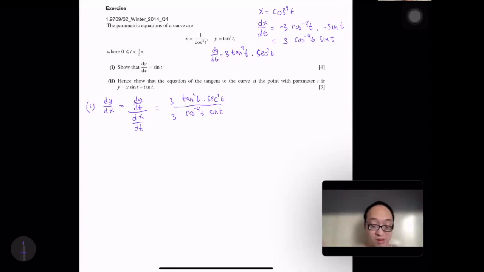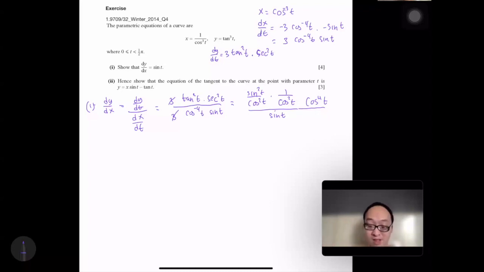Now we need to simplify. We can cancel the 3. Tangent is sine over cos, so sine square over cos square t. Second is secant, 1 over cos square t. Here sin t cos negative 4. Cos to the power of negative 4 is cos to the power of 4 in the numerator. Yeah, negative means it's in the denominator. So when you move the denominator to the numerator, you need to remove the negative.